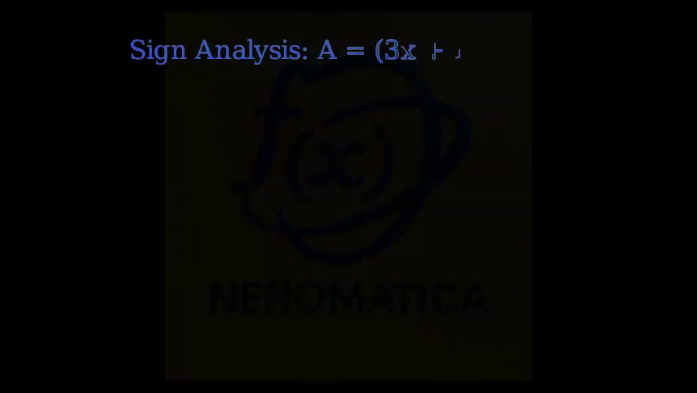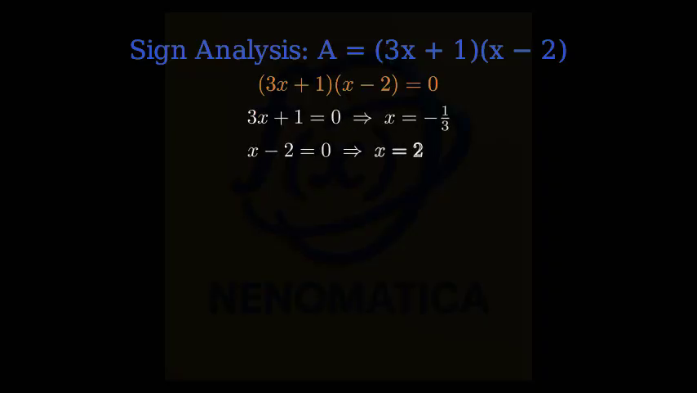In this lesson, we will determine where the expression a equals open parenthesis 3x plus 1 close parenthesis times open parenthesis x minus 2 close parenthesis is positive, negative, or 0. We will solve it using the number line sign chart method. Find the roots, split the real line, and multiply signs interval by interval. Step 1. Set the product to 0 and solve each factor. 3x plus 1 equals 0 gives x equals minus 1/3. And x minus 2 equals 0 gives x equals 2.